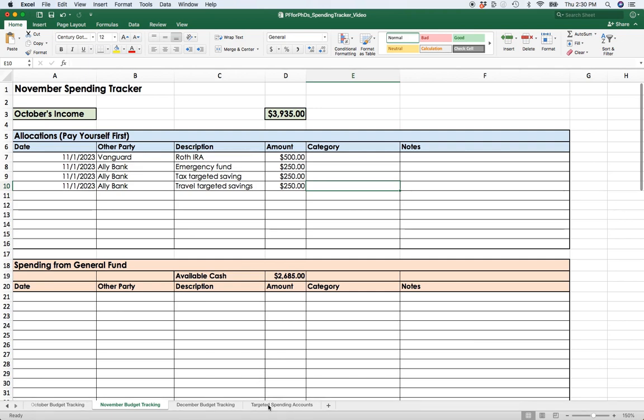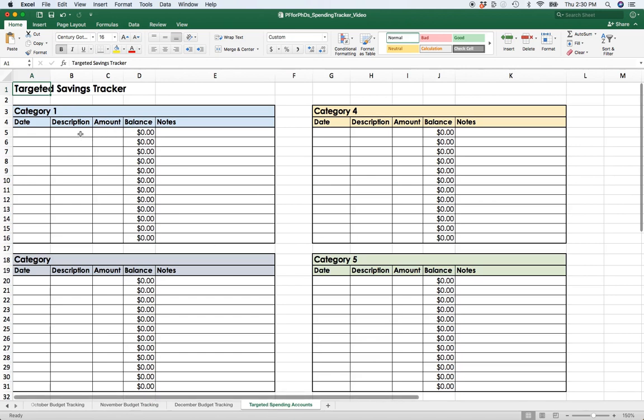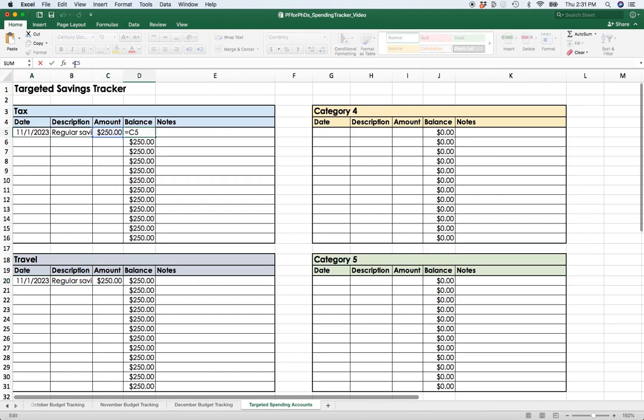We have actually a different tab for it under here, targeted spending accounts. The first one we made was for taxes, and there's another for travel. And on the 1st of November, we were doing a regular savings amount of $250 for each of those. Let's say, because we're starting this off, we already had some balance in this account. Maybe for taxes, we already had like $400 in the account at the start of this period. Okay, so we're saving up into these targeted savings buckets.